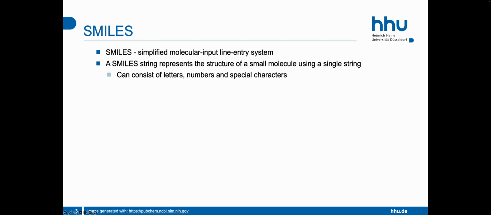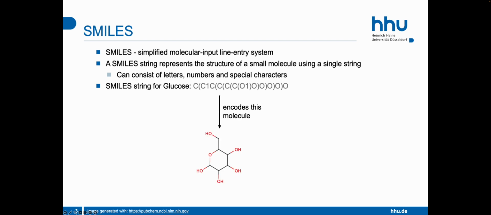One of the most commonly used encodings for small molecules are the so-called SMILES strings. SMILES is short for Simplified Molecular Input Line Entry System, and SMILES strings are a way to represent the structure of a chemical compound using a single line of text. Here you see an example of a SMILES string that encodes the sugar molecule glucose. And from the SMILES string, we can get the 2D structure of the glucose molecule.